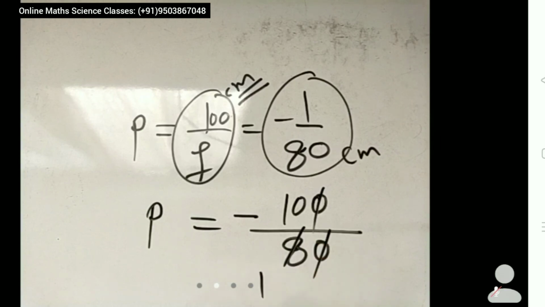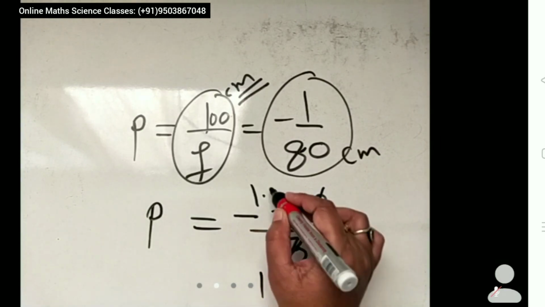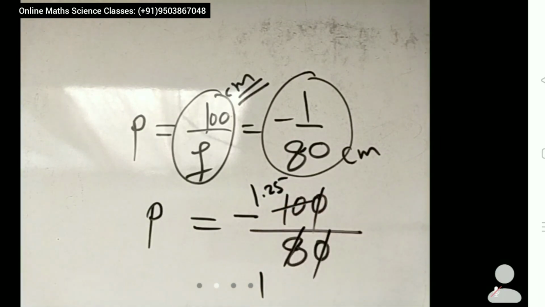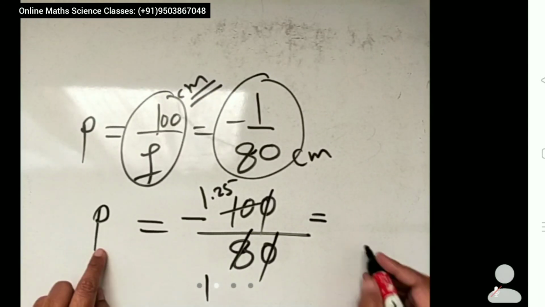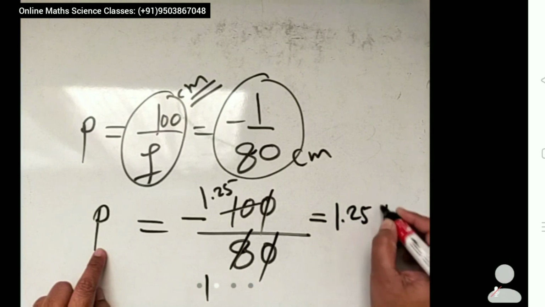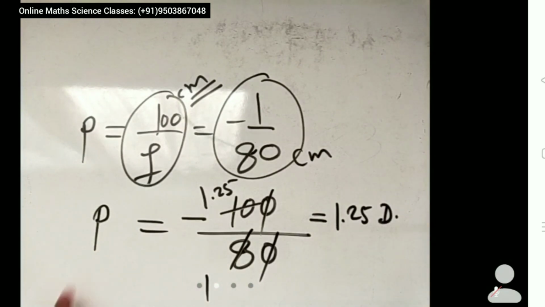8 ones are 1.25, so 1.25 diopter. So to correct the problem, we can prescribe to that person a concave lens of power 1.25 diopter. That is the final answer.